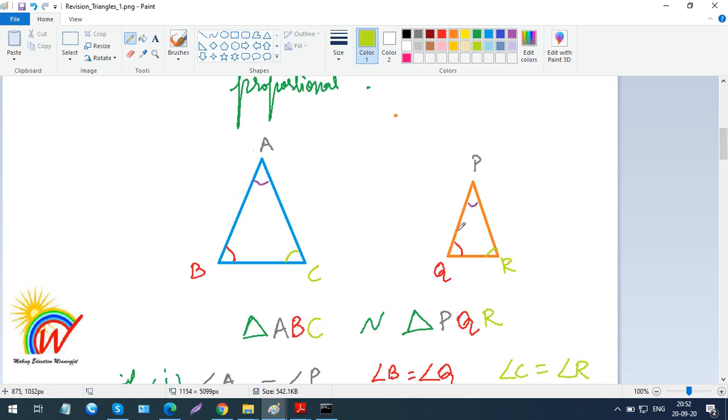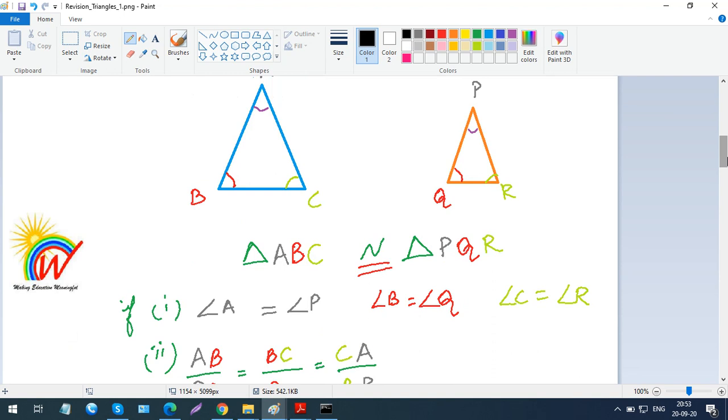Then I will be writing triangle ABC. Since I wrote A first, and A is equal to P, I will be writing P first here. And B is written second, so I'll write Q second. And C is written third, so I'll write R third. So triangle ABC is similar to triangle PQR. This particular symbol over here is the similarity symbol. Okay, all right. Now come down to your next thing.